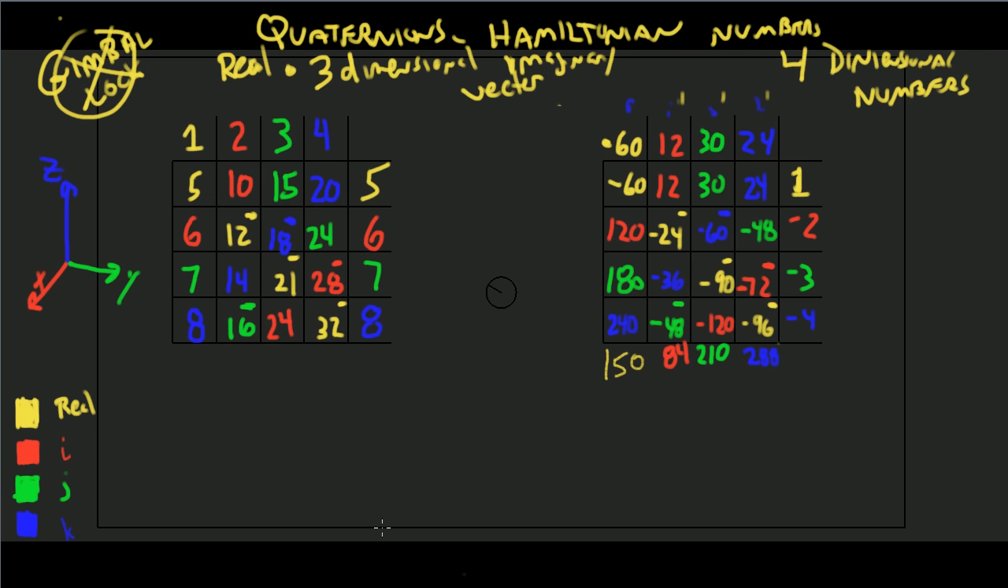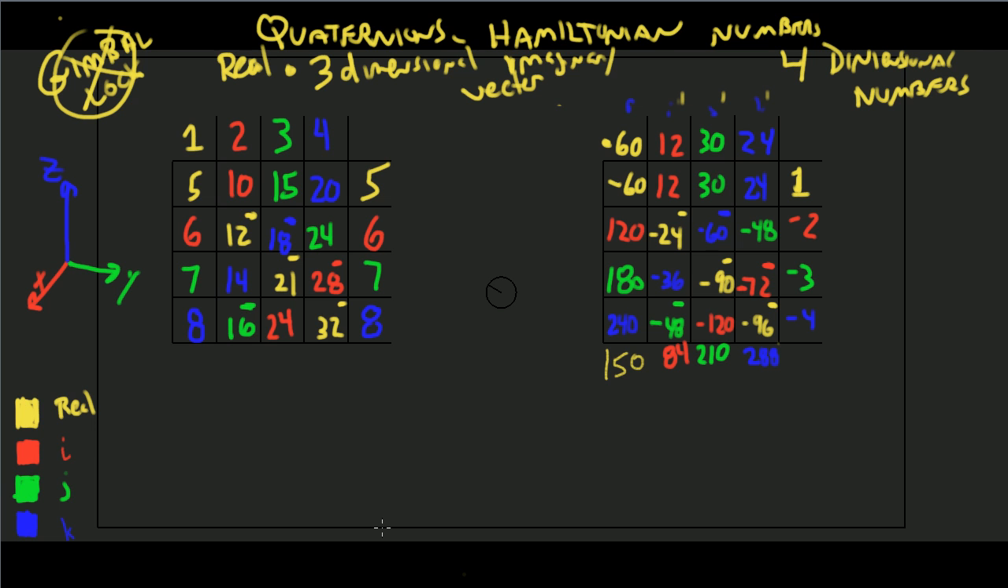Okay, I plugged that into my calculator and came up with an answer of 150 real, plus 84i plus 210j plus 288k. Now the conundrum comes in. I can't say that I know the answer.